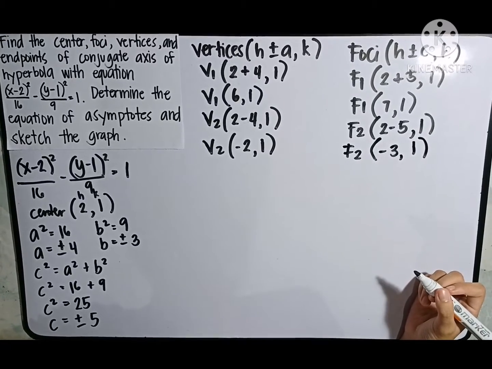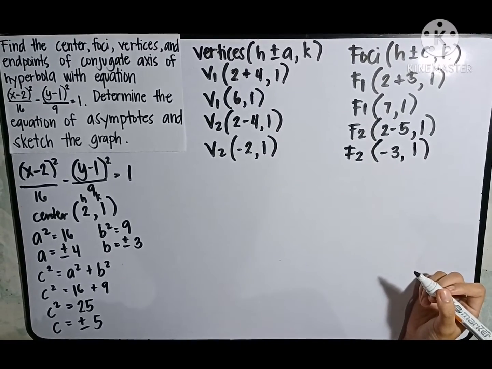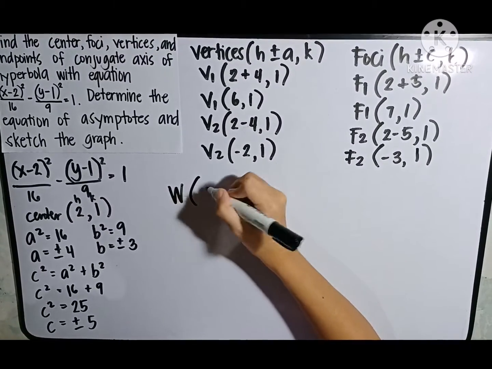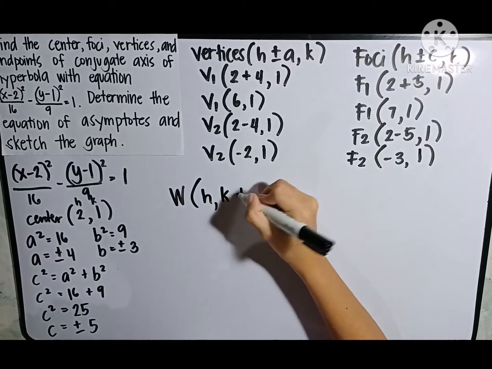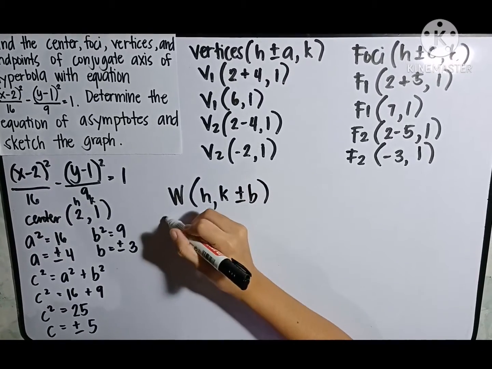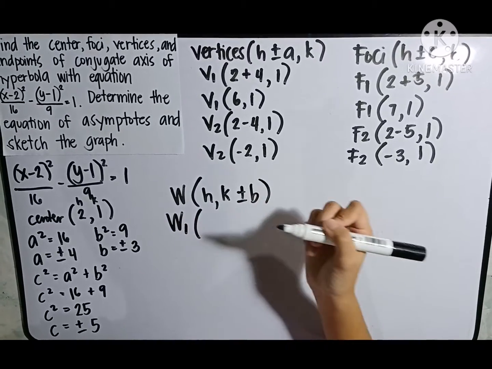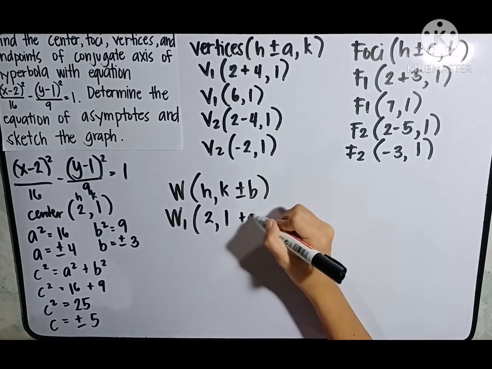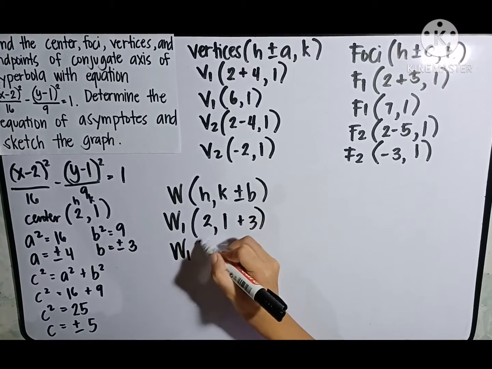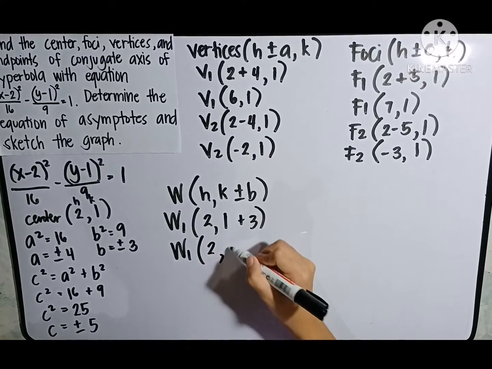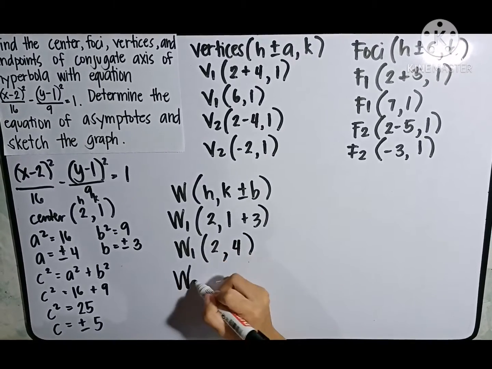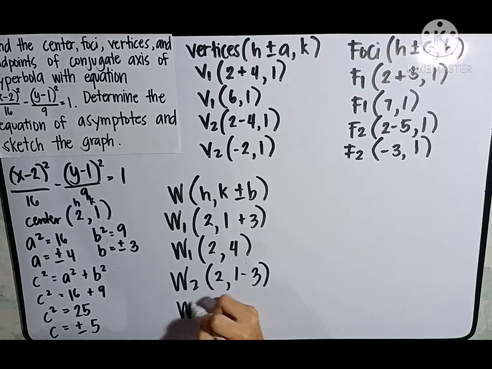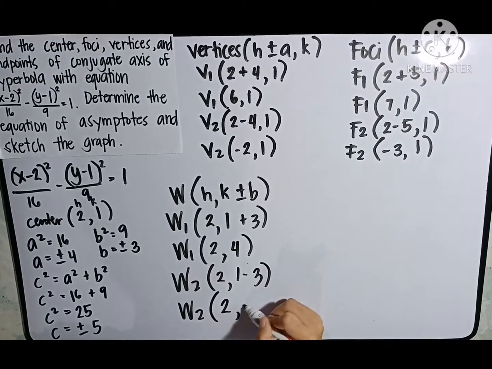Now, to find the endpoints of the conjugate axis, we can just note it as W. W can be found as h, k plus or minus b. So the first W, h, k plus 3, which is 2, 1 plus 3, the first one is 2, 4. And the second one, 2, 1 minus 3, that will be 2, negative 2.